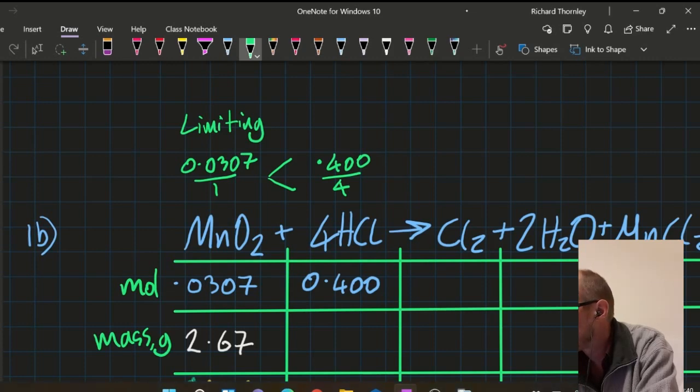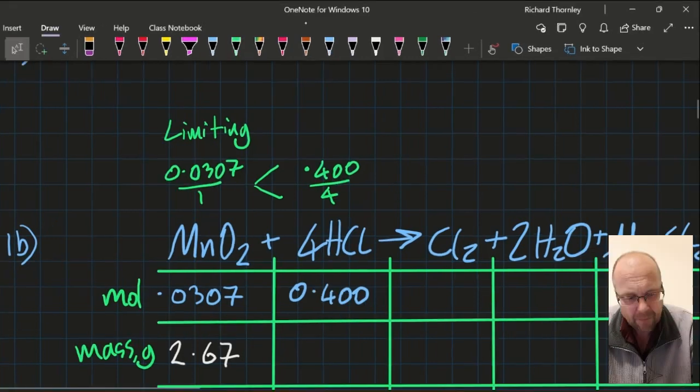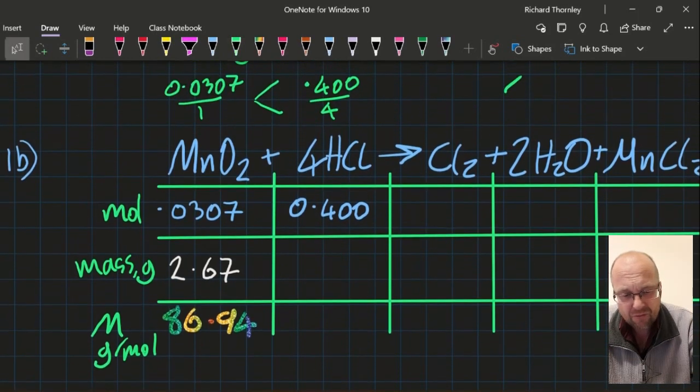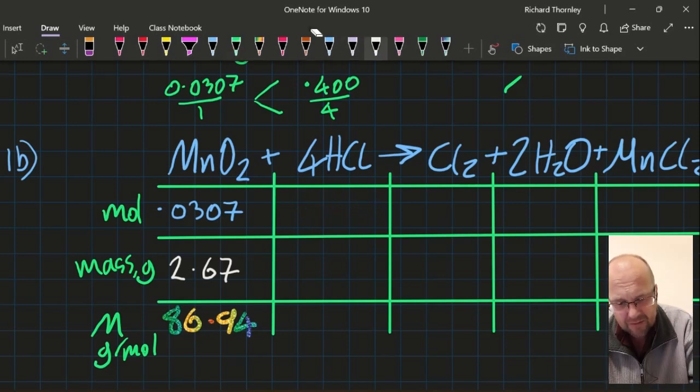Next up, determine the excess amount of moles of the other reactant. So this is how I like to think about it. The HCl is in excess. So I like to think excess, it's wrong. The number's just wrong. So I'm going to cross it out. Let me move it to the side a little.